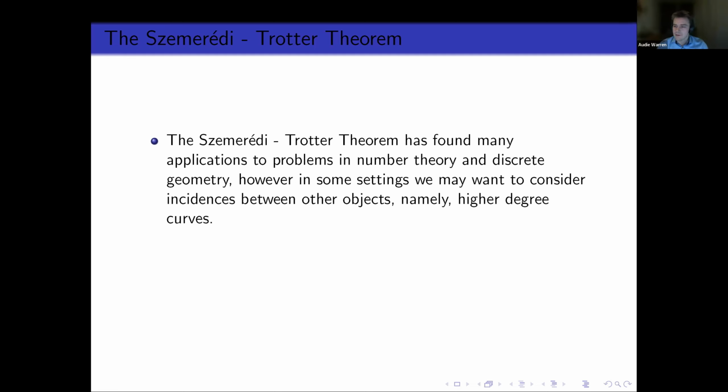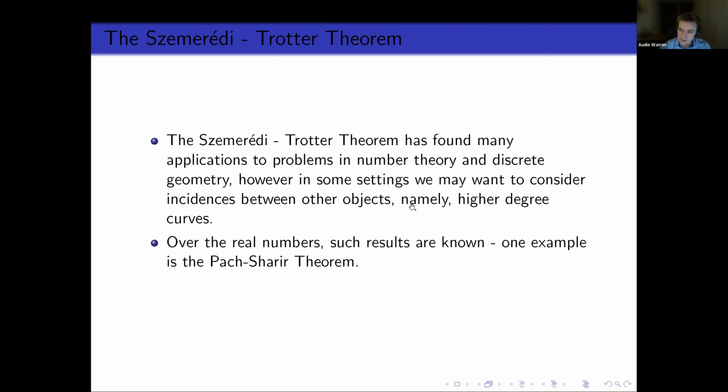However, in some of the problems that we want to consider, points and lines aren't really enough. We want to think about other objects. So maybe a very classical problem would be the unit distance problem. And here we wouldn't want to look at lines. Here we'd want to look at circles, or unit circles. So it's interesting to change the object of line here to other things. In general, you could say we're changing lines to higher degree curves.